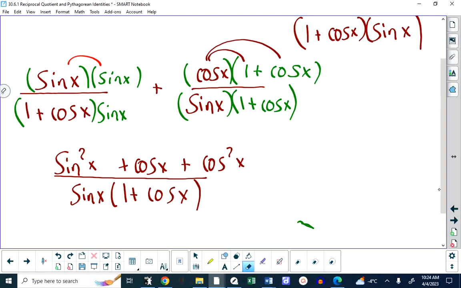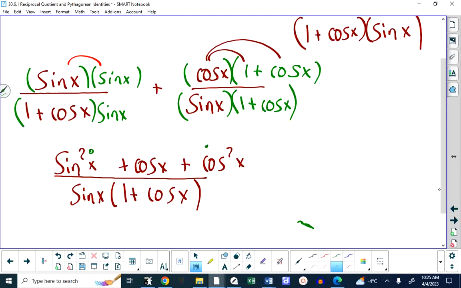Here comes my question. How many of you see that this is equal to 1 over sine x? Here's us standing in the road. What do you do? You try something. Everything's already written in terms of sines and cosines. It says keep your eyes peeled for recognizable things. Well, I have this and this added together, which is 1.